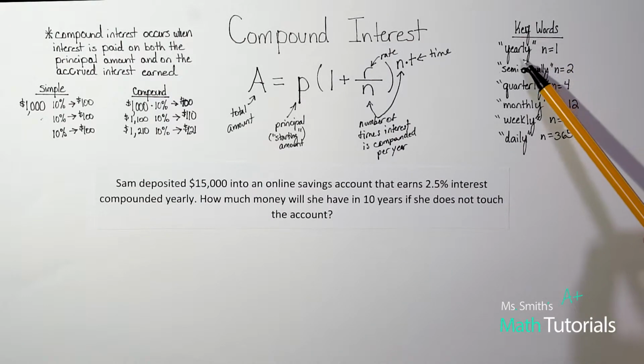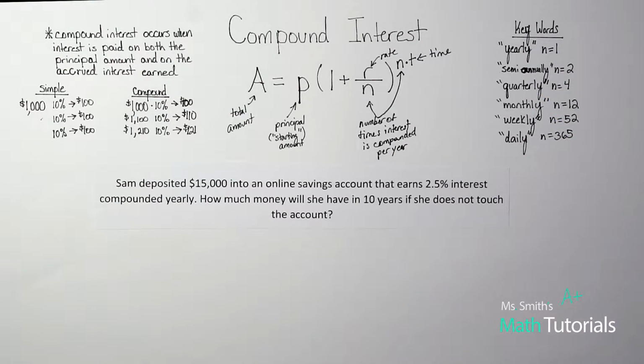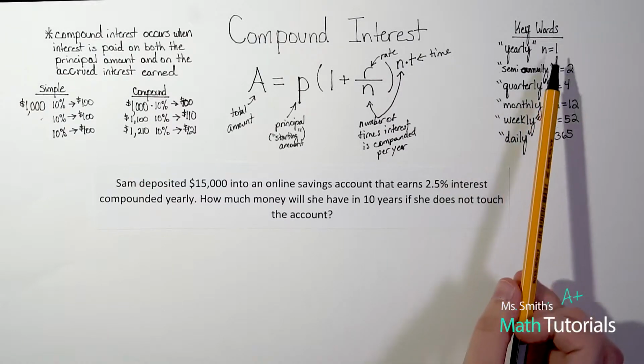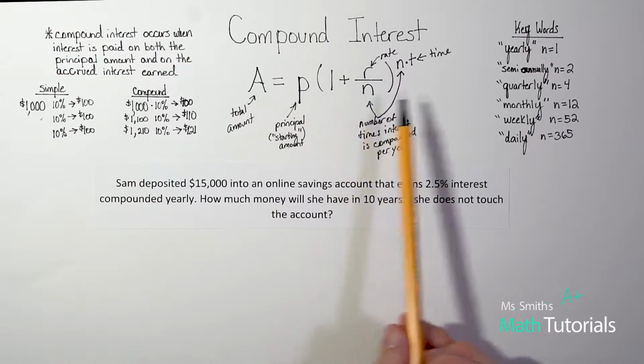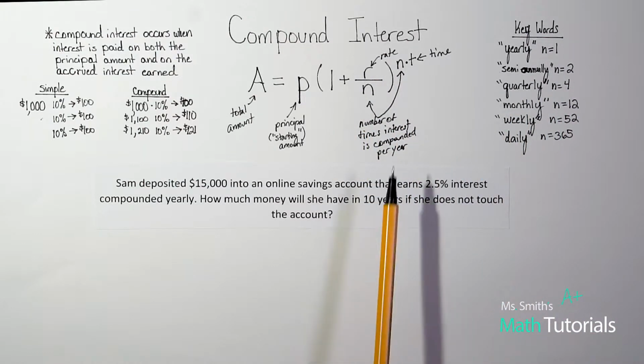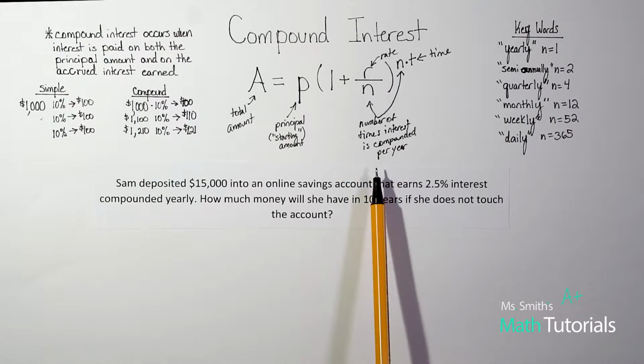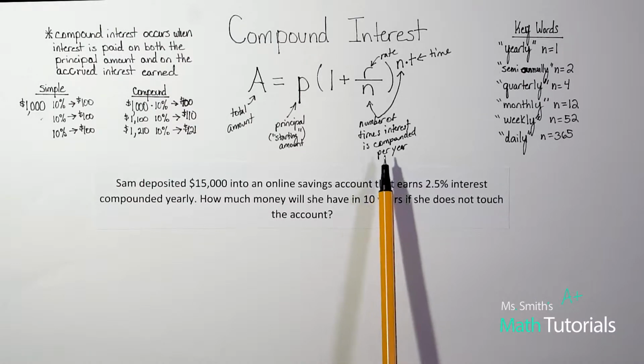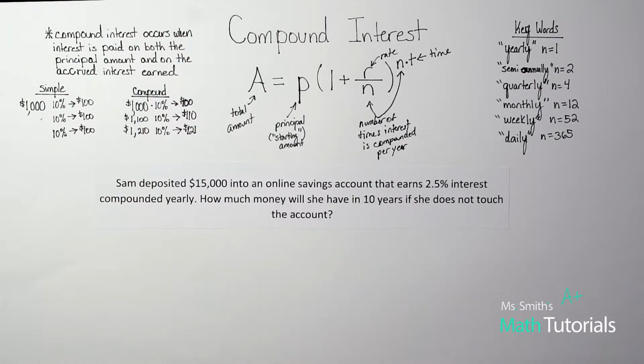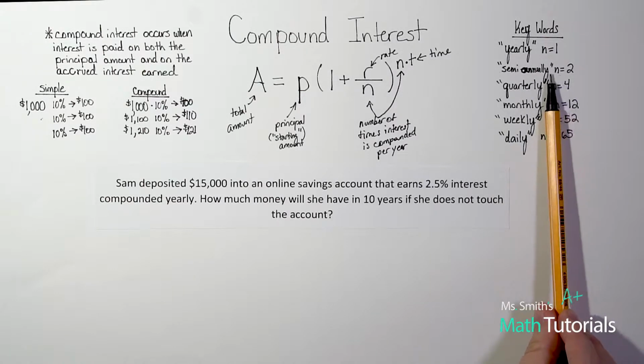Yearly. So if we see the word that it's compounded yearly or annually, then our n value, this n right here, would be 1. And that makes sense, right? The number of times interest is compounded yearly, well, if it happens yearly, that means it's only one time per year. So it makes sense that n would be 1. Okay, so what about semi-annually means twice per year. So our n would be 2.